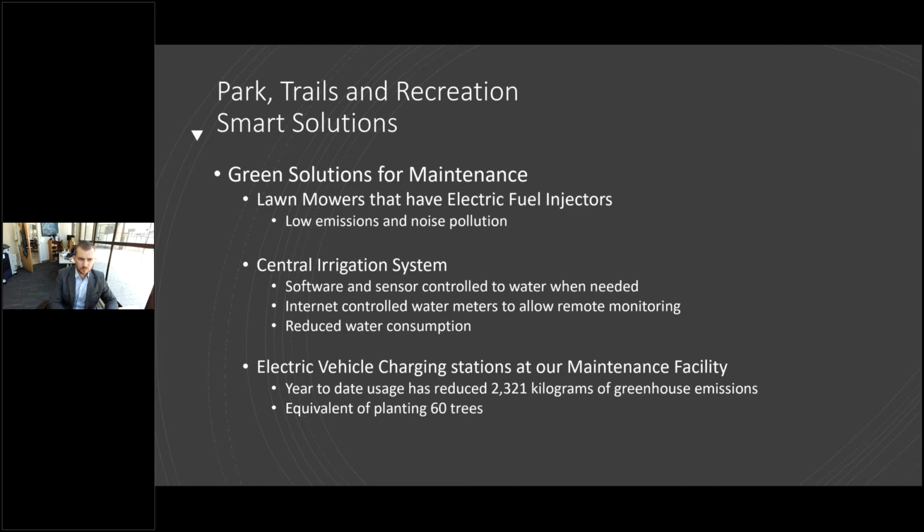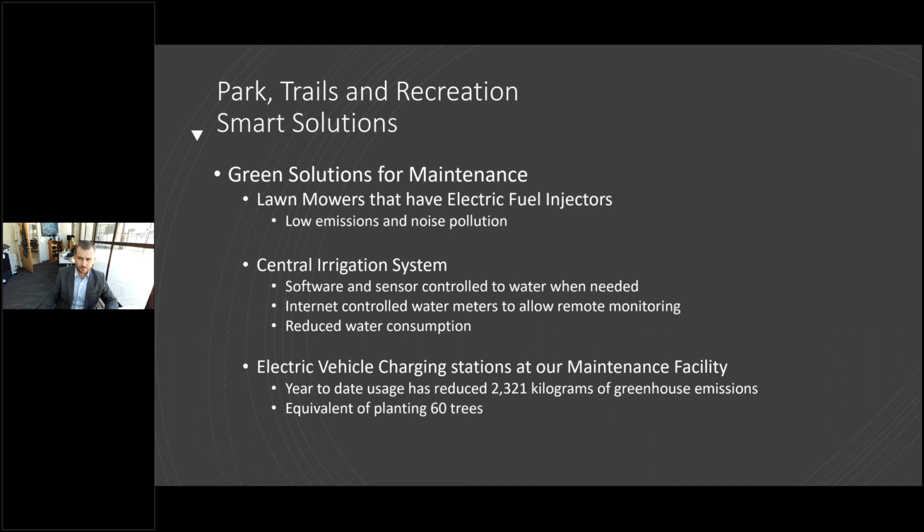We have converted to a central irrigation system that's connected. It's software and sensor controlled, so we water as needed. If you know anything about Greenwood Village, you know that our parks are our cherished gems. They're very, very well used, and they must look incredibly nice. So we've saved hundreds of thousands of gallons through doing this. We use the internet basically to control the water meters and how this is all done through remote monitoring. The reduction in water consumption is how you measure how you're watering smarter, how you're irrigating in a way that is responsible as opposed to just consumption.